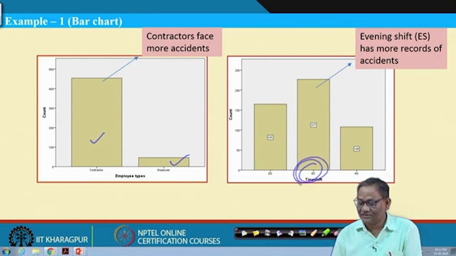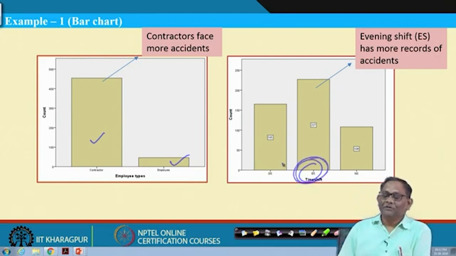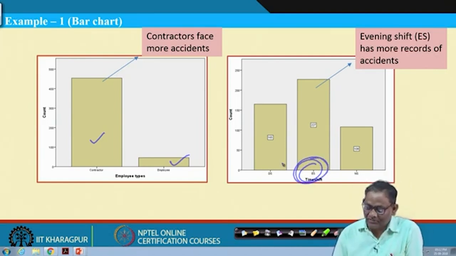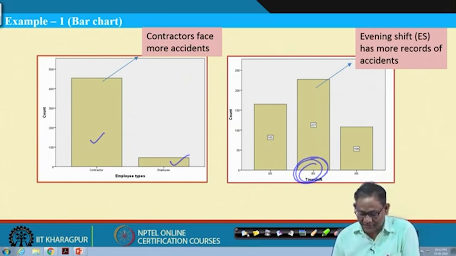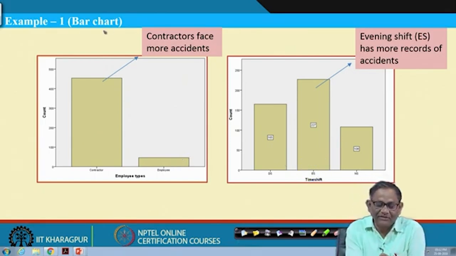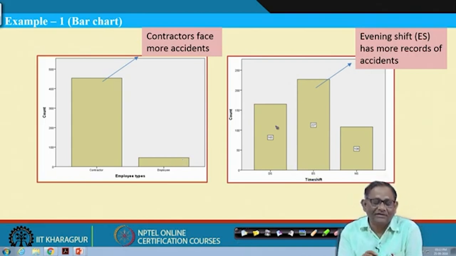the accident is more. So you have to see why the evening shift accident is more, do further analysis on the evening shift, and then find out the reasons behind it. But nevertheless, I want to show you the use of a bar chart here.